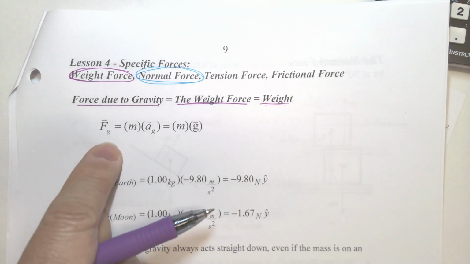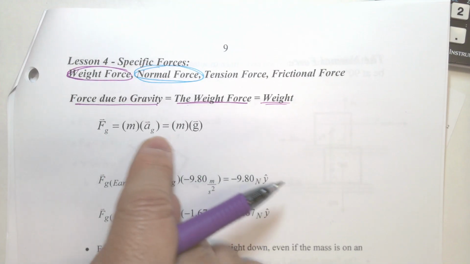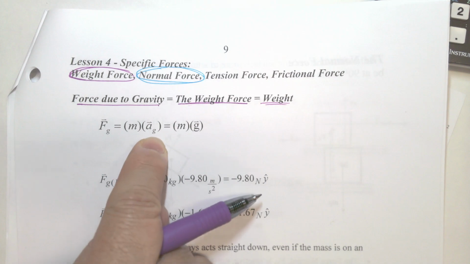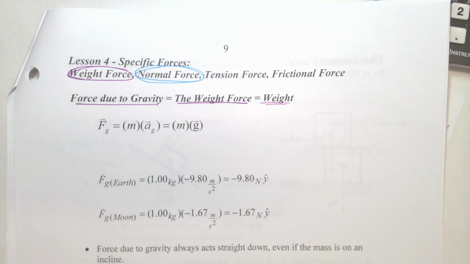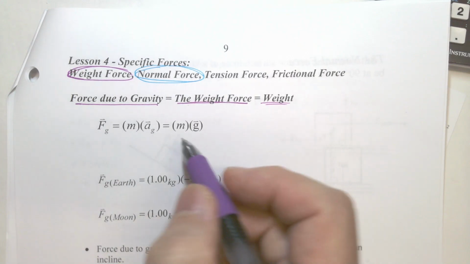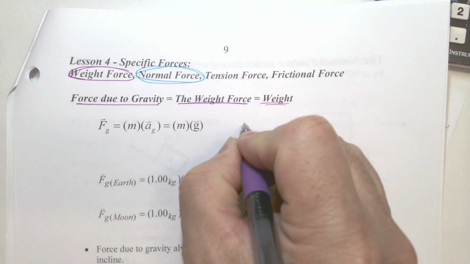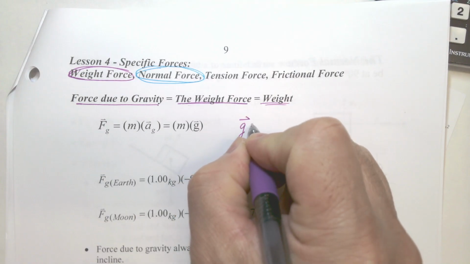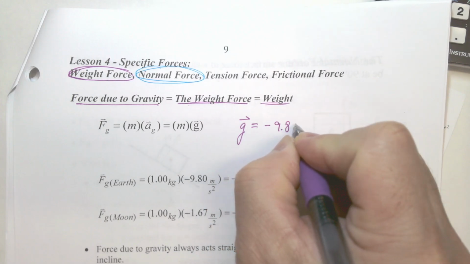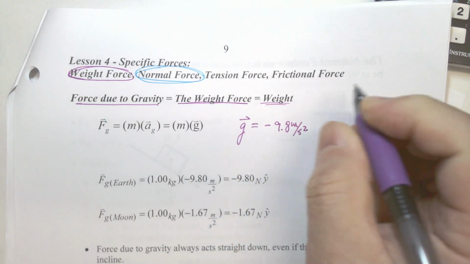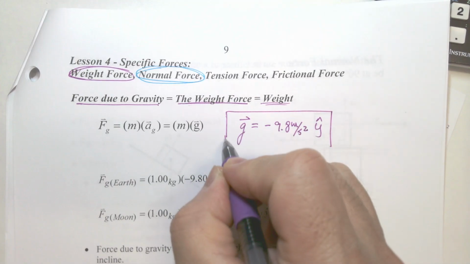This subscript g represents force caused by gravity, and that is equal to m a sub g. So this a is acceleration due to gravity, and that is equal to mg. All right. Now g is acceleration due to gravity, and on Earth it is negative 9.8 meters per second squared y hat.